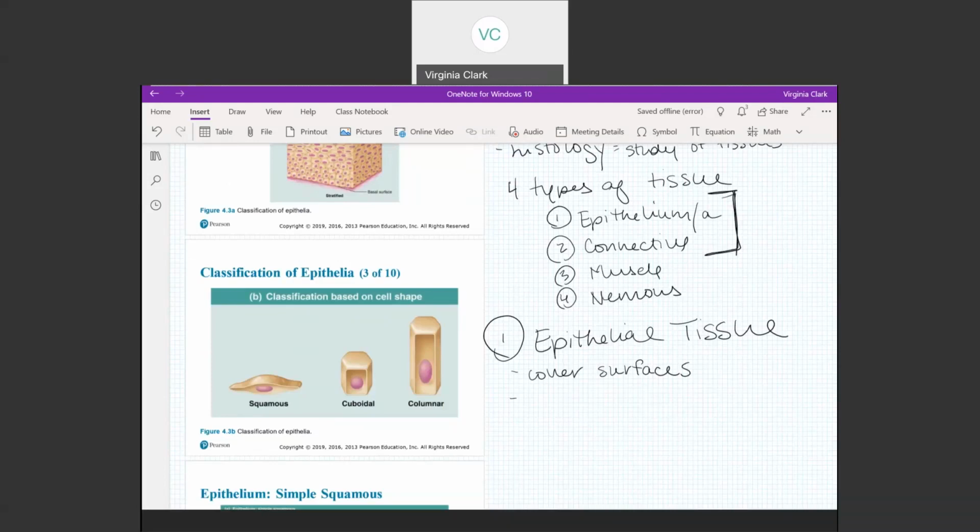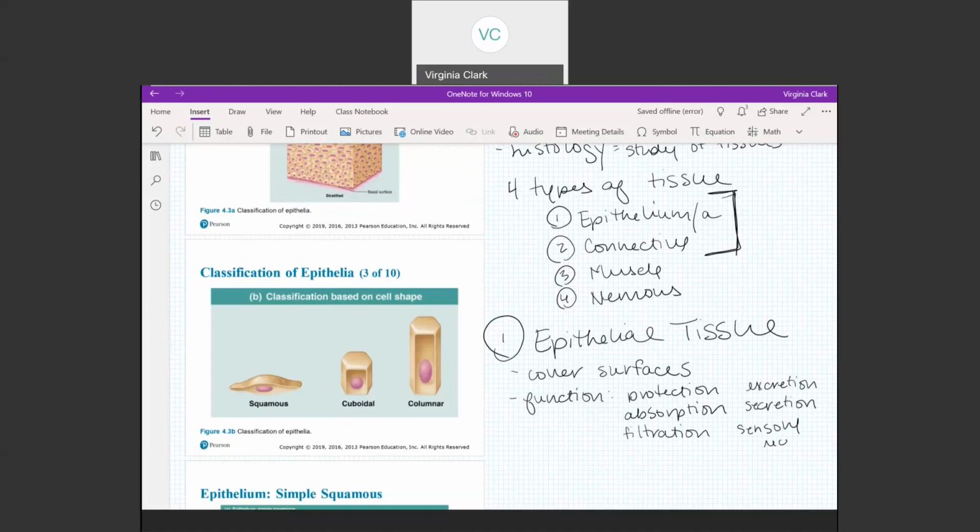With that, what is its function? For all of these, we're going to go over the function. Since it covers things, it's involved with protection. It's also involved with absorption in order to bring things into the system. It's involved with filtration, keeping some things out and some things in, excretion, getting rid of waste, secretion, which is getting rid of a product that has been made, and sensory reception.